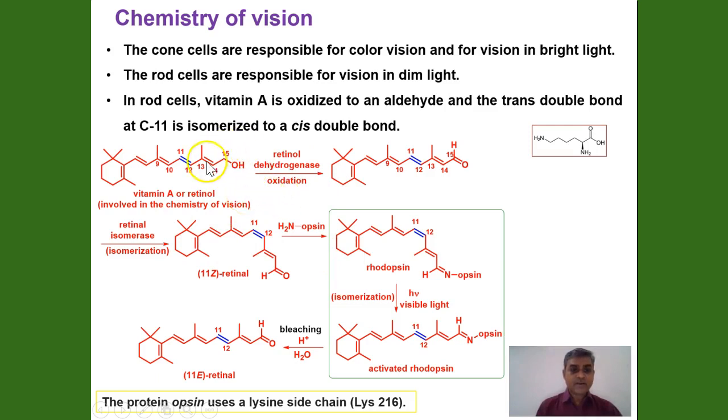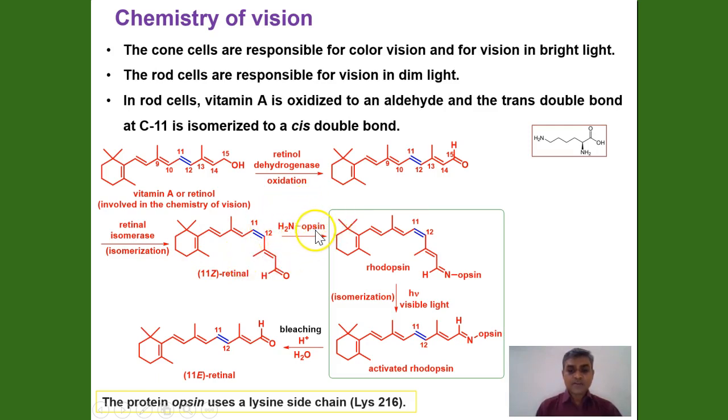In rod cells, vitamin A is oxidized to an aldehyde. It is called retinal, in the presence of an enzyme called retinol dehydrogenase. This retinal undergoes isomerization in the presence of retinal isomerase to form a cis alkene. Isomerization occurs around the 11 and 12 bond, and it is called 11Z retinal. Now once this cis is formed, it is trapped by an enzyme called opsin.